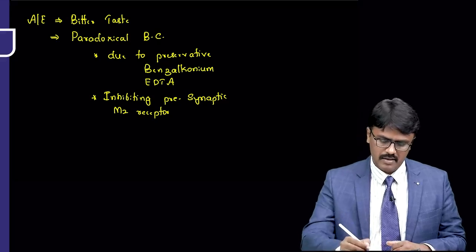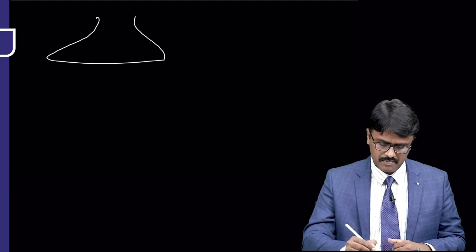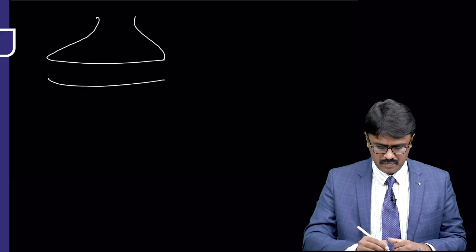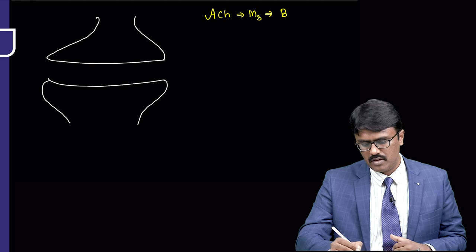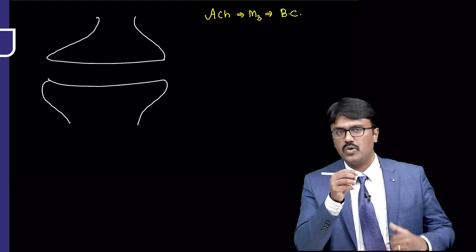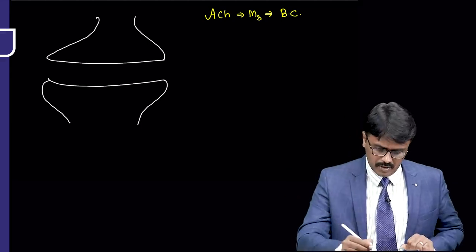I will take a diagram for it. Now this is the synapse. You all know it. Now before I come to the synapse, what is the role of acetylcholine? Acetylcholine acts on M3 receptor, and you know that it is responsible for bronchoconstriction. The cholinergic causes bronchoconstriction. You all know it.